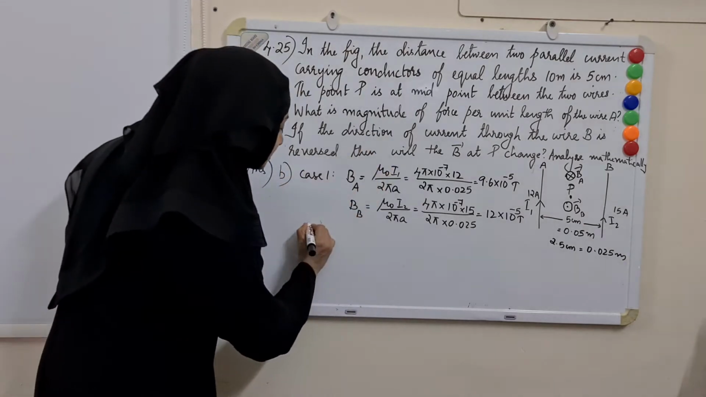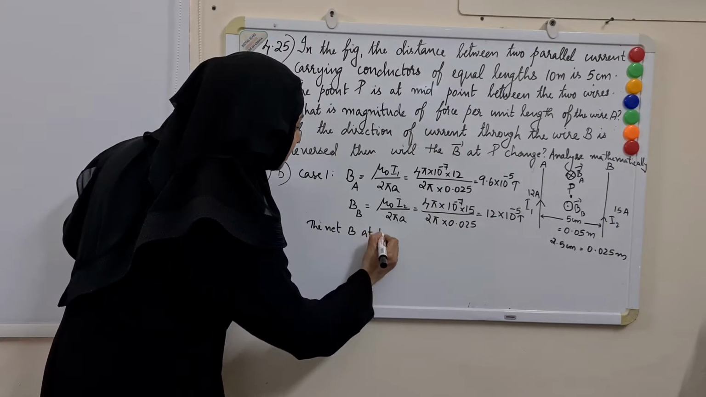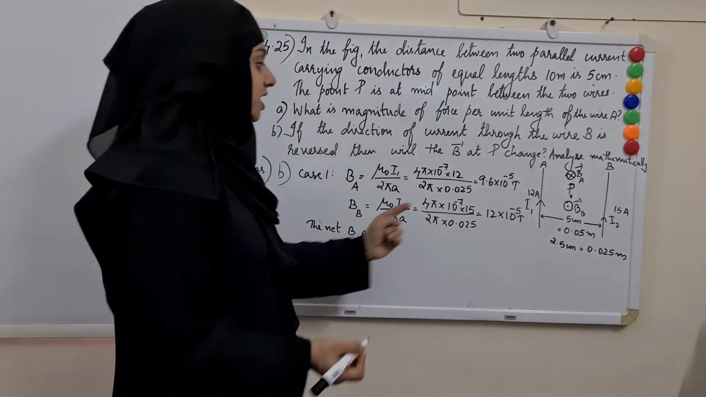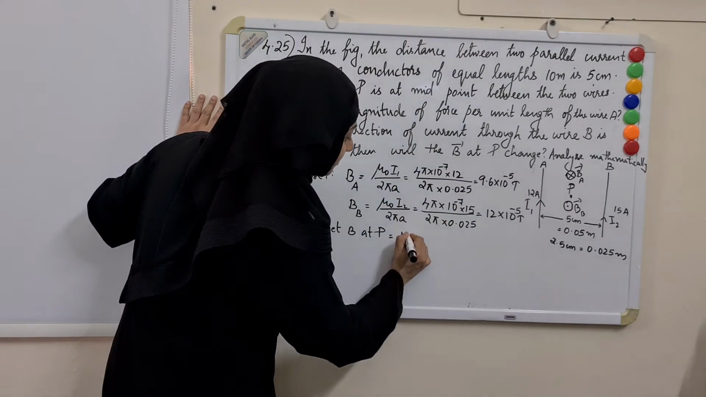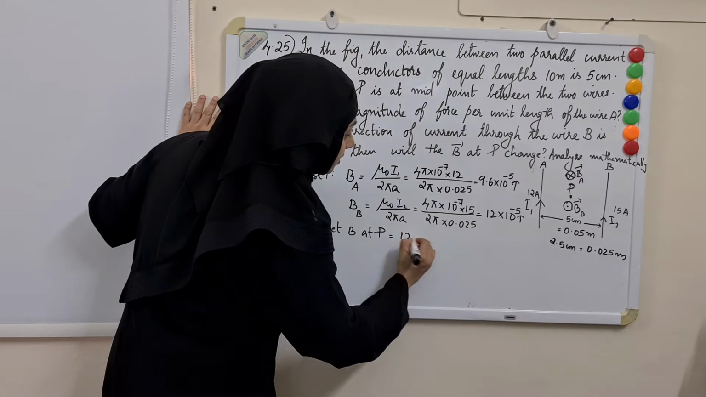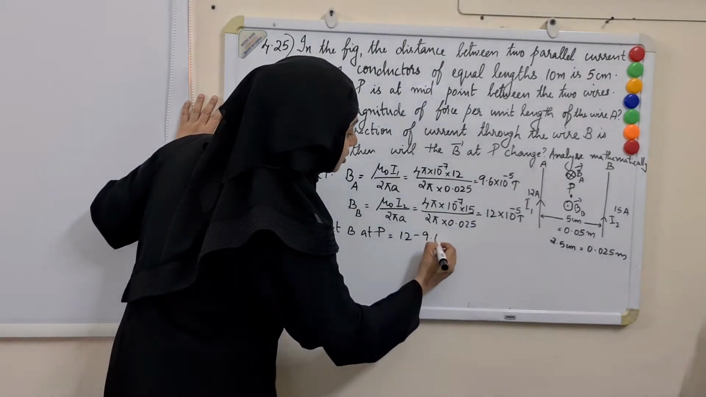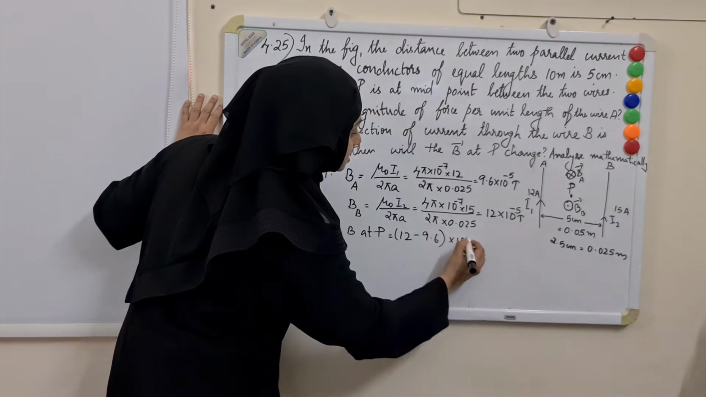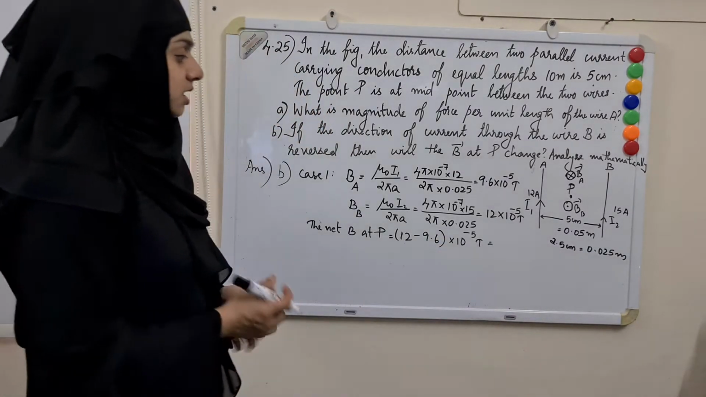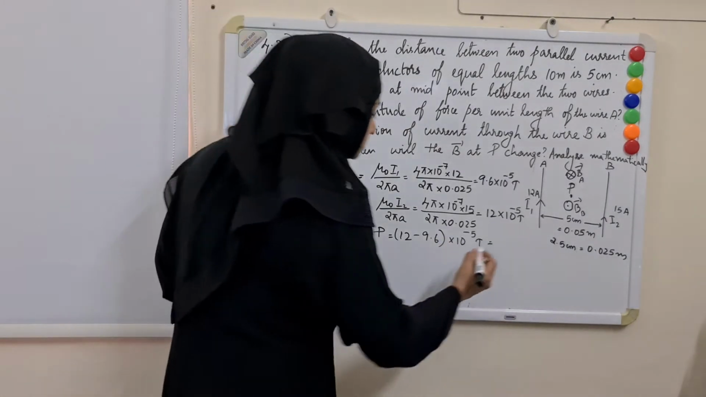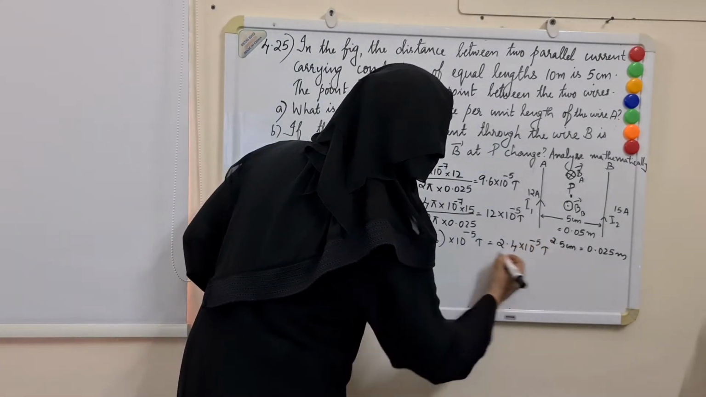So the net magnetic field at P is equal to, we have to take the difference. So what is the difference? 12, 10 raised to minus 5 can be kept common, minus 9.6 into 10 raised to minus 5 Tesla. This is equal to 12 minus 9.6. So it is 2.4 times 10 raised to minus 5 Tesla.